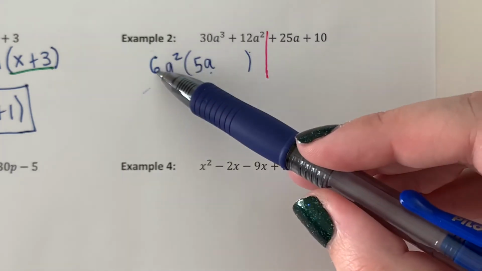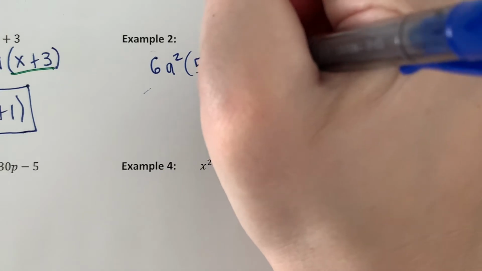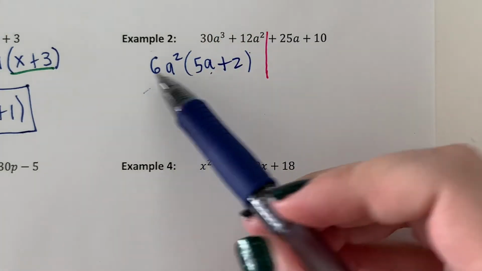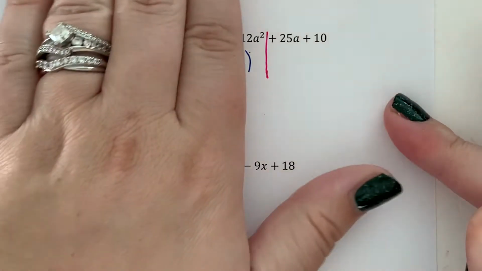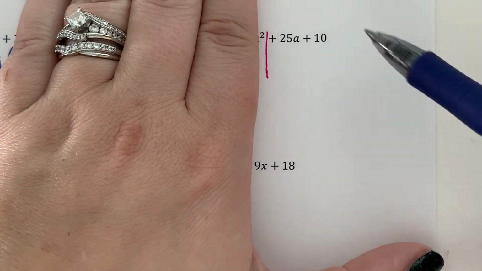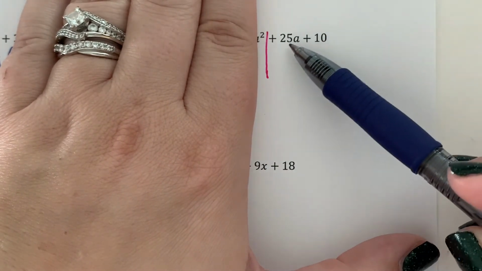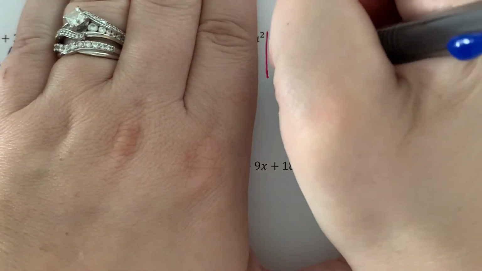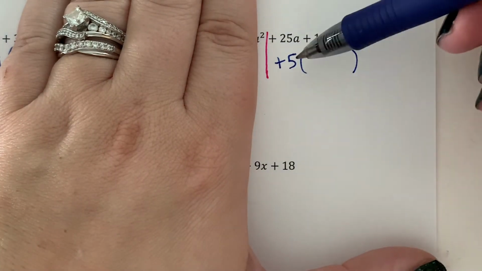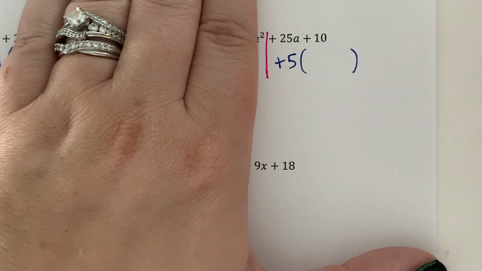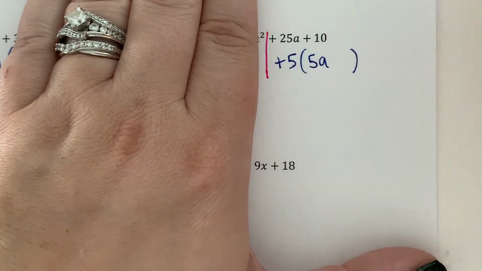And then now I need to figure out 6a squared times what gives me 12a squared? That would be a plus 2, because 6 times 2 gives me 12, and we already have our a squared taken care of. So now I can ignore the first half. I'm moving on to the second half, and I'm trying to find my GCF, and I noticed right away I could pull a 5 out here. It's plus 5. And then I need to do my backwards distribution. So 5 times what gives me 25a? That would be 5a. And 5 times what gives me 10?